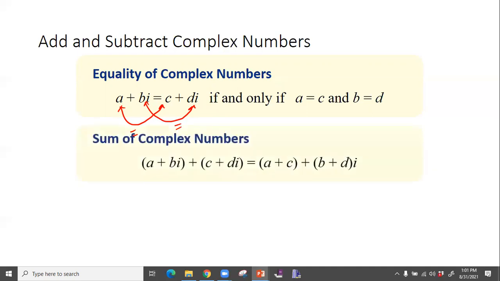Okay, the sum of complex numbers. With a sum, literally you're combining like terms. So the sum of complex numbers means to combine like terms. Easy enough?